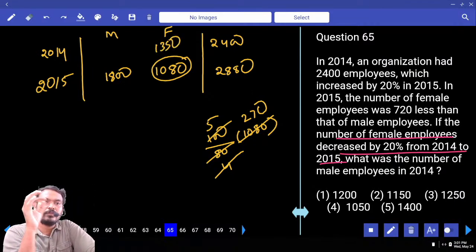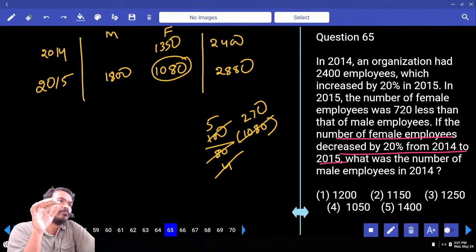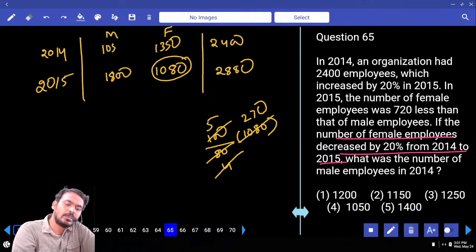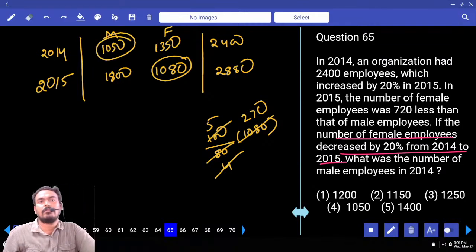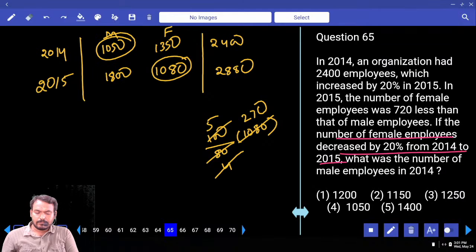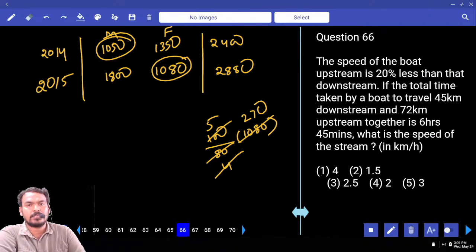Females in 2014 were 1350. Out of 2400 we are subtracting 1350. What is the remaining value? 1050. That is the male value or female value? Male value. Question number 66.